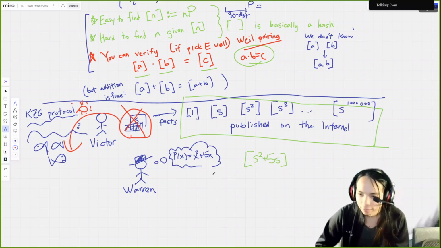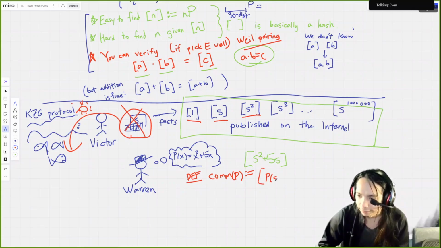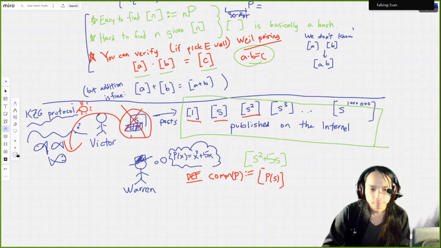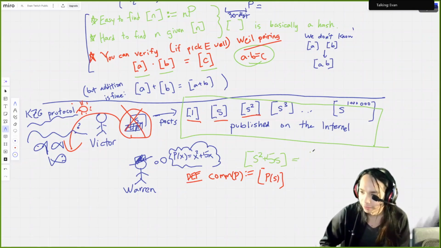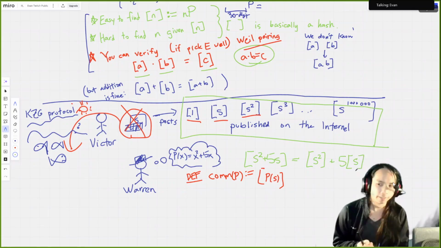This is our definition. And you might say, wait, you told us that nobody knows the value of s. So how is Warren supposed to compute this? The reason is that we've published all of these things up here. The commitment is the polynomial evaluated at s, and you can compute this even without knowing the value of s because all these powers of s got published on the internet. So what Warren would do in this case is take s squared and 5 copies of the number s that were published, add these things together on the elliptic curve, and that's the commitment.